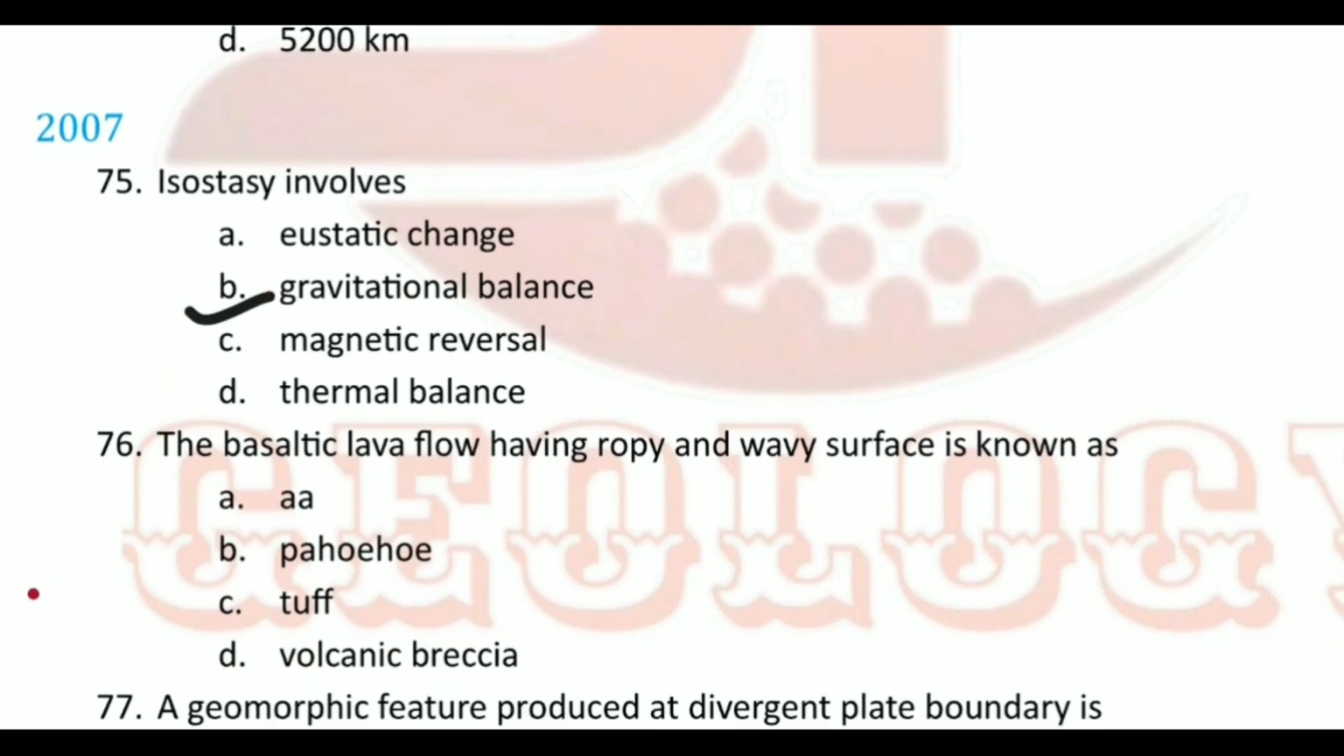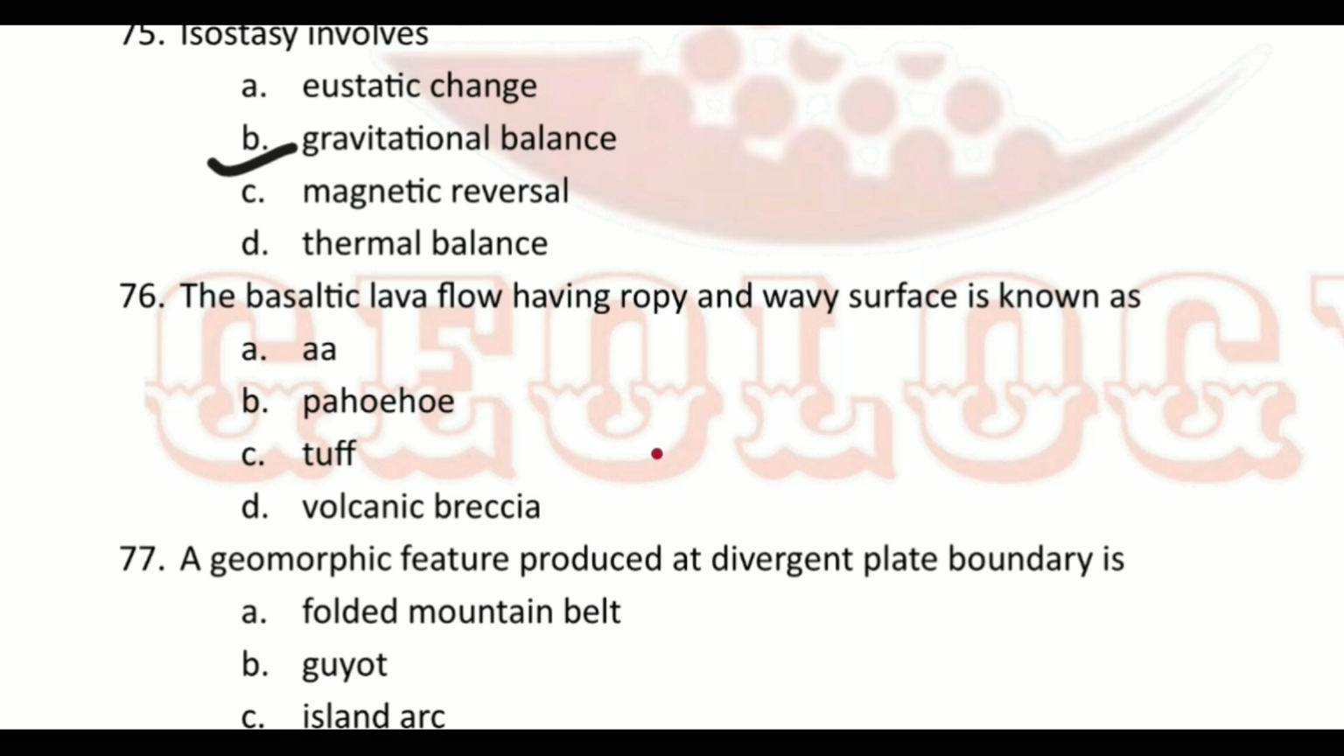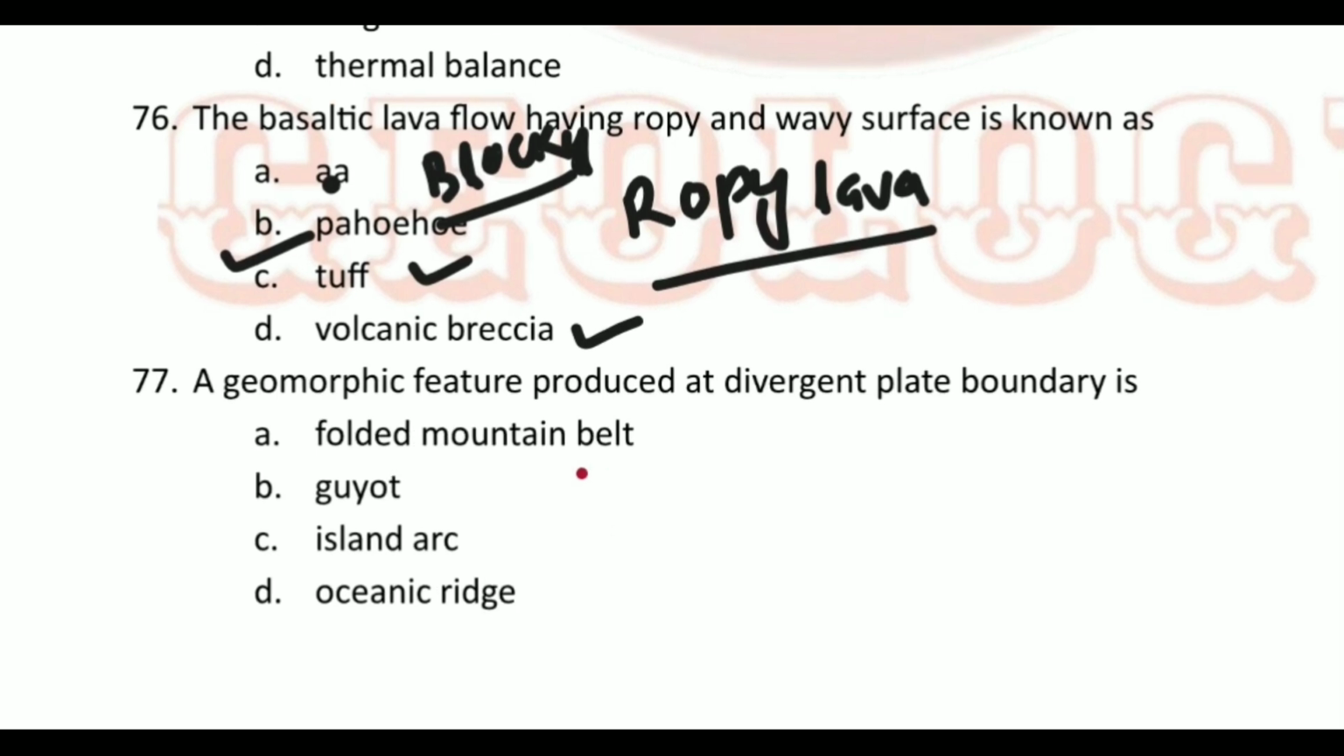Then the isostasy question again: it is gravitational balance. The basaltic lava flow having a ropy and wavy surface is known as pahoehoe, also called ropy lava. The structure called blocky lava is viscous and its surface is very rough. Pahoehoe has a smooth surface, ropy lava, while aa lava has a very rough surface. Welded tuff is consolidated volcanic ash. And volcanic breccia is a type of breccia that consists of angular fragments of pyroclastic matter. Your answer will be the pahoehoe structure.